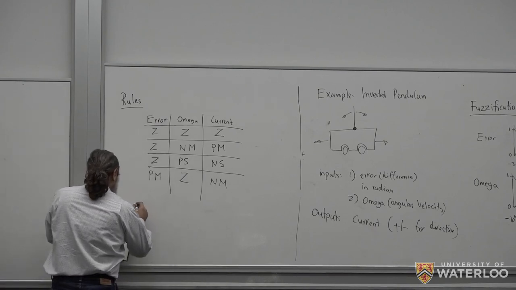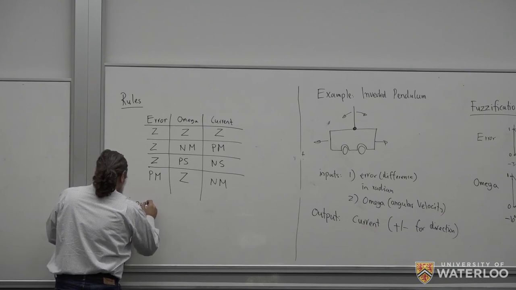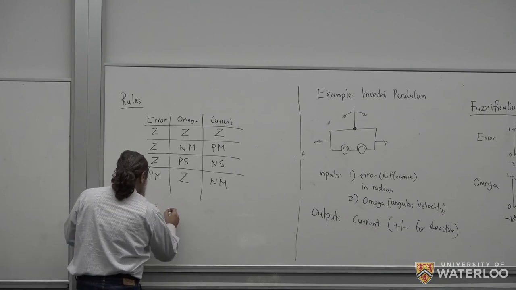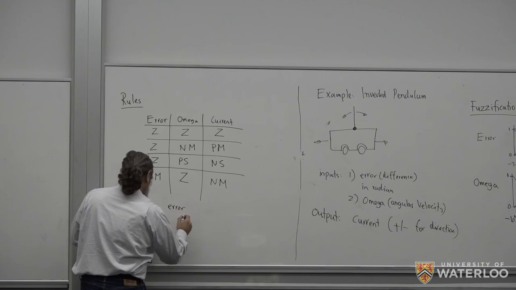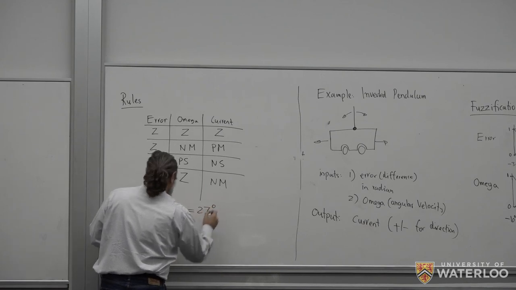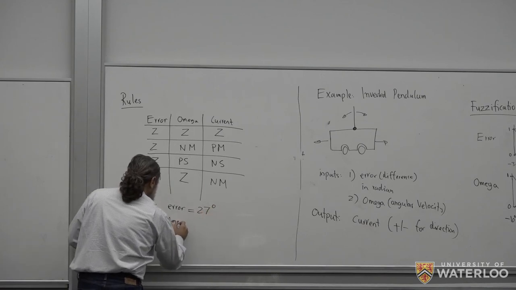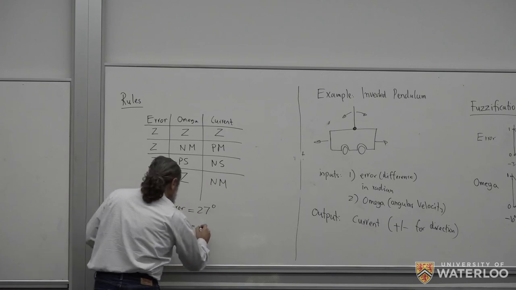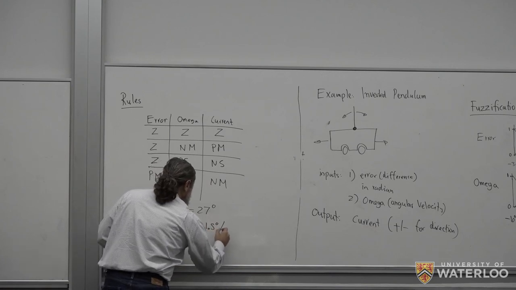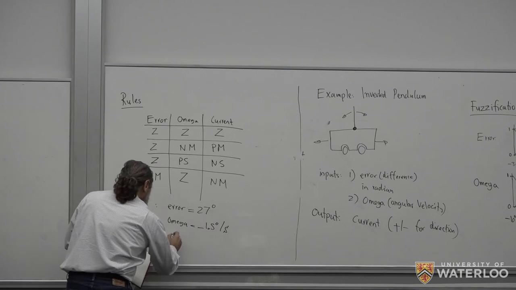And he says, look, I give you input measurements. The error is 27 degrees, and the omega is minus 1.5 degrees per second. What should be the current?